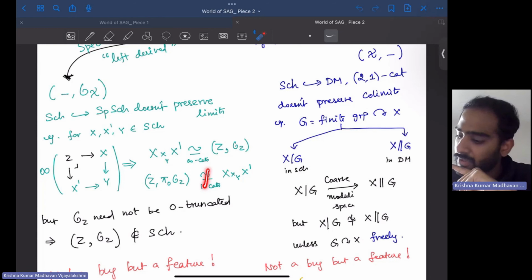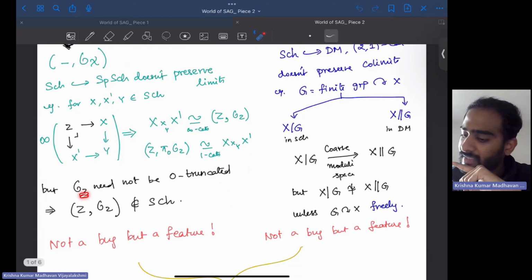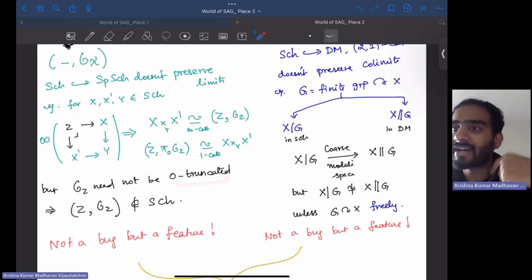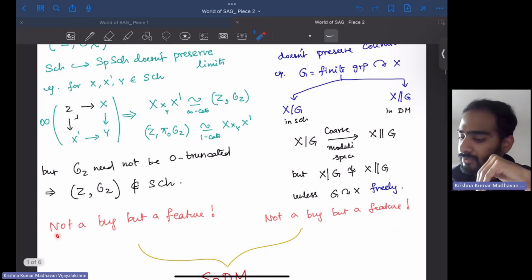So this doesn't happen. It means that the sheaf attached to this Z need not be 0-truncated, which precisely means it can have higher homotopies. We are killing the higher homotopy by taking pi zero. So this is not a bug.